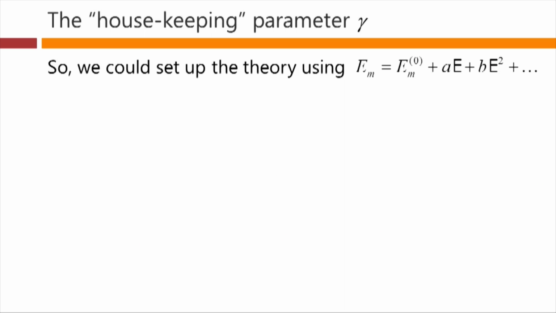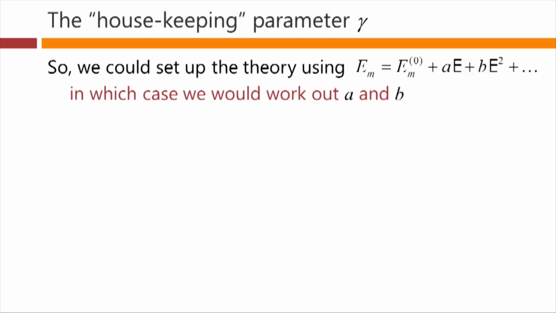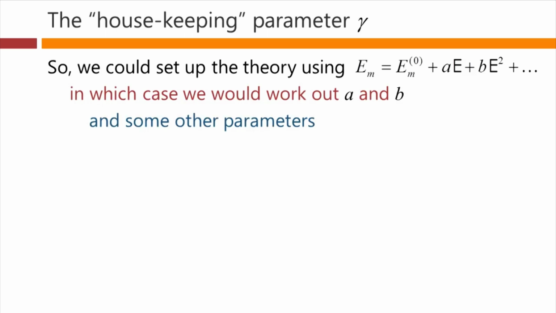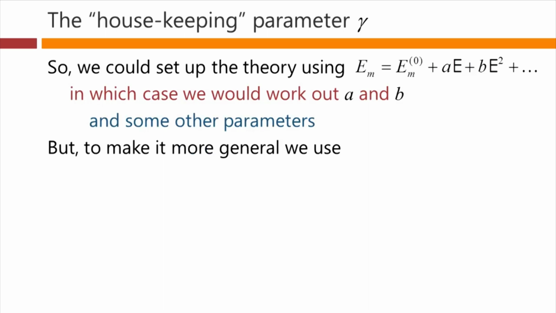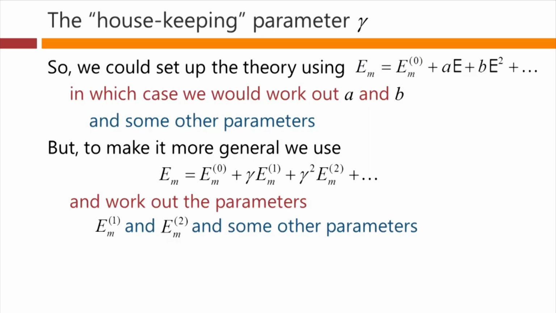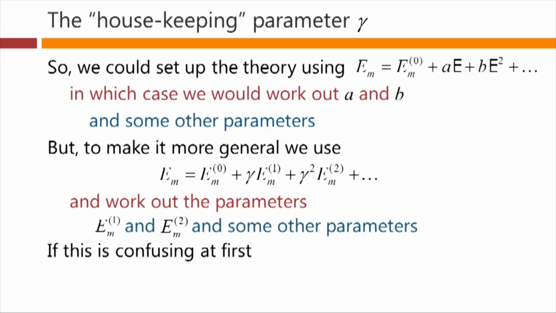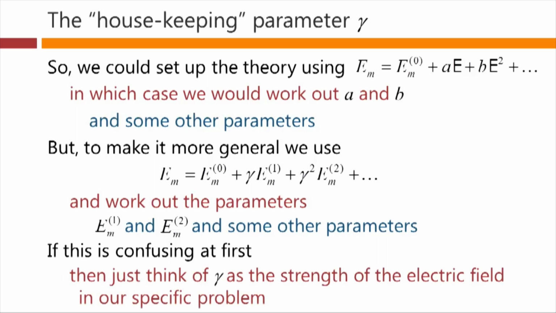So we could have set up the theory this way, and it could still be a perturbation theory. There would be nothing wrong with that, in which case we would work out A and B in some way or other, and possibly some other parameters. But to make it more general and to correspond to the notation that's typically used in discussing quantum mechanical perturbation theory, we're going to write in this form instead, and we're going to work out the parameters EM1 and EM2 and possibly some others. If this is confusing at first, then just think of gamma as the strength of the electric field in our specific problem.